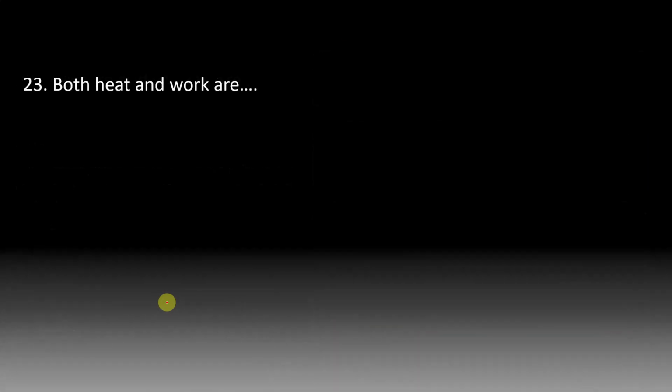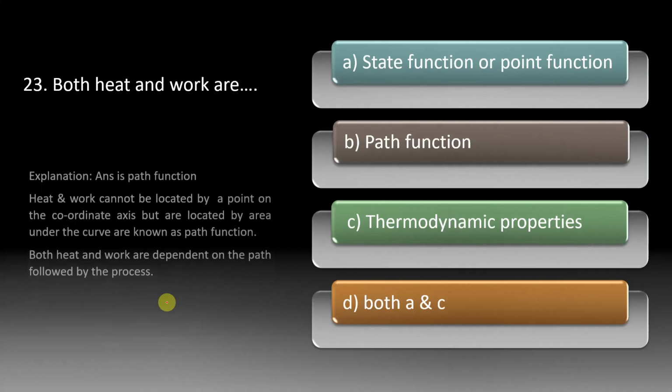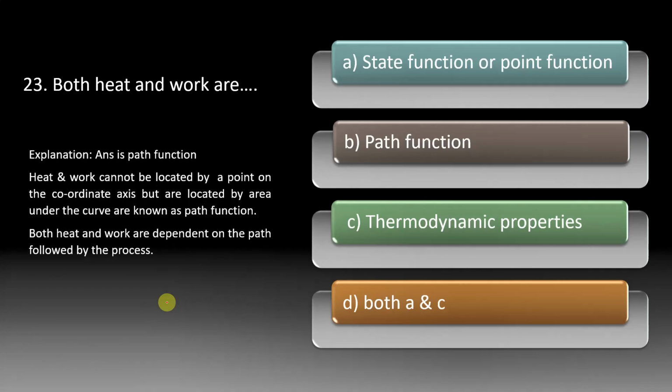Now heat and work. We have just calculated the formula for work in the previous example, that is 1/2 sum of parallel sides into the change in volume. So we can say that these are the path functions. They cannot be located by a point, but they are dependent on the path that is followed by that particular process, and therefore they are known as path functions. So option B is the correct option in this particular case.